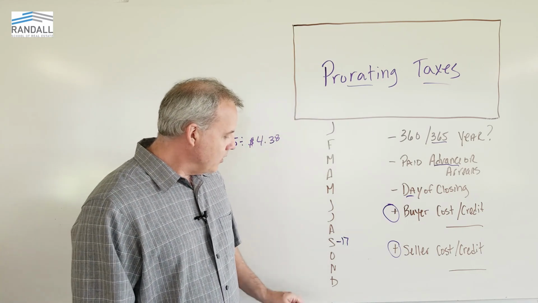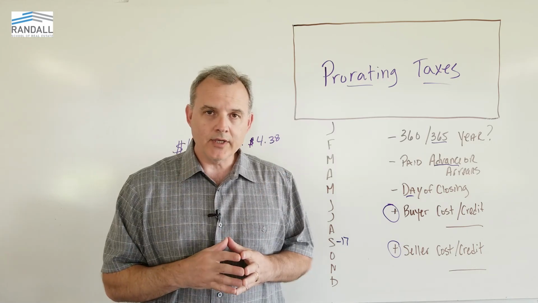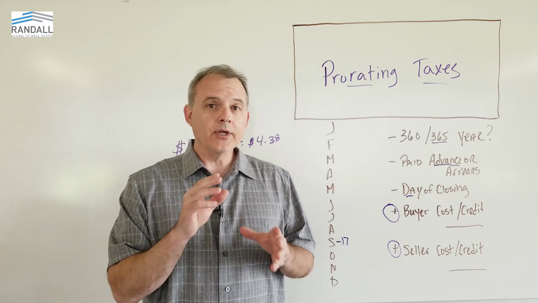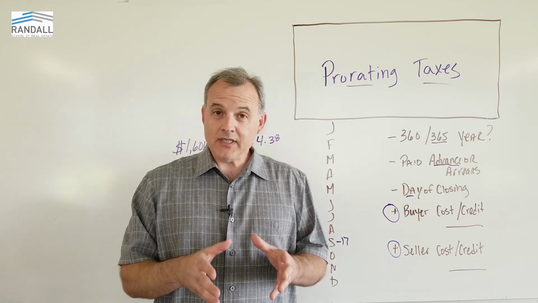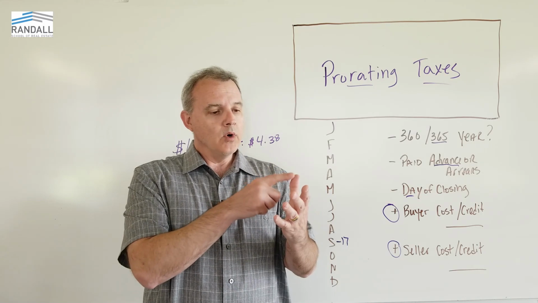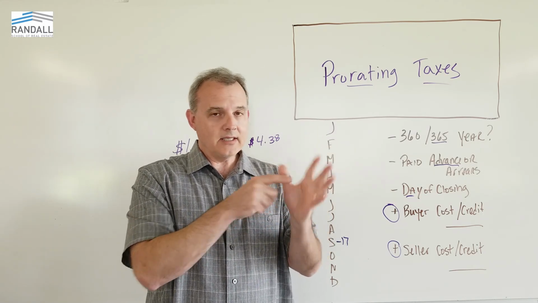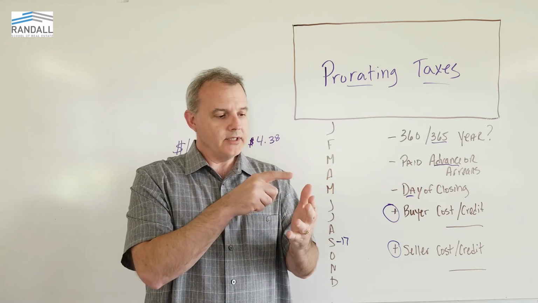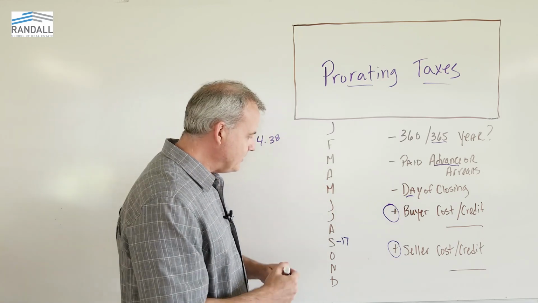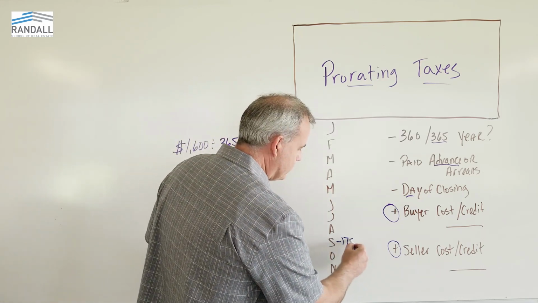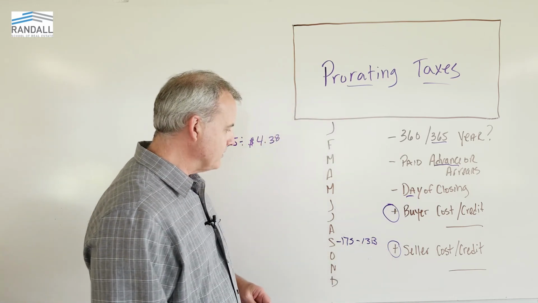Okay? So we know, and this is where I like to go back to kindergarten math and use our little hands to do our counting. This is really important when there's like 31 days in the month. But we have September, and the 17th is the closing date. So we have the 1st, 2nd, 3rd, 4th, 5th, 6th, 7th, 8th, 9th, 10th, 11th, 12th, 13th, 14th, 15th, 16th, 17th. So there's 17 days that the seller is responsible for. So that means there's 13 days that the buyer is responsible for.